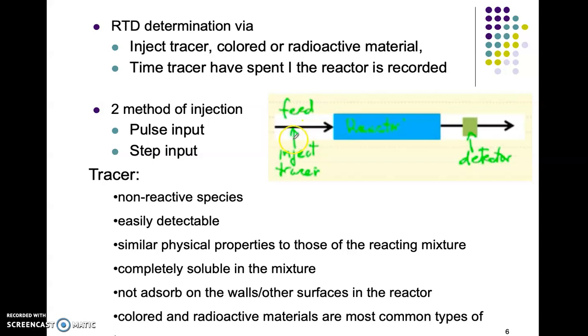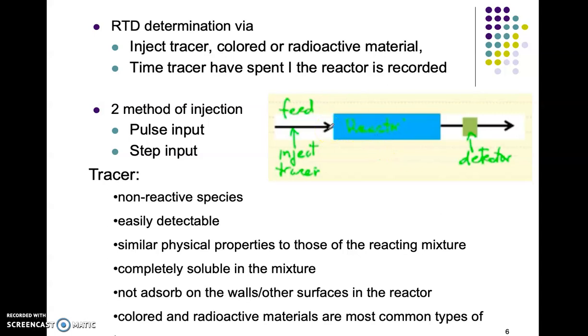So what we'll do is you inject the tracer here in the feed. The tracer must be a non-reactive species, easily detectable, and have physical properties similar to those of the reactive mixture. And the most important thing, the tracer cannot absorb on the wall and also cannot react with the reactants or products or anything in the reactor, right?